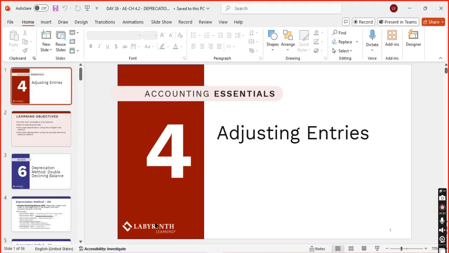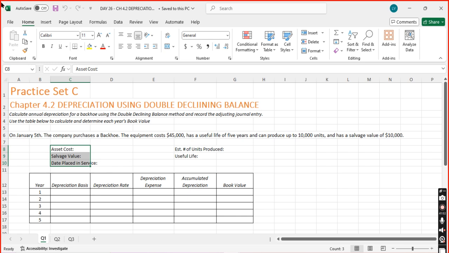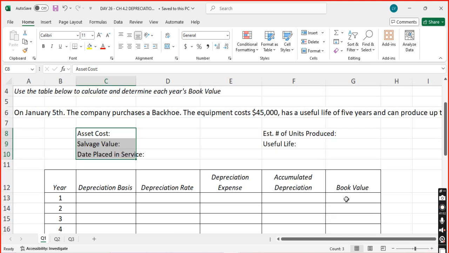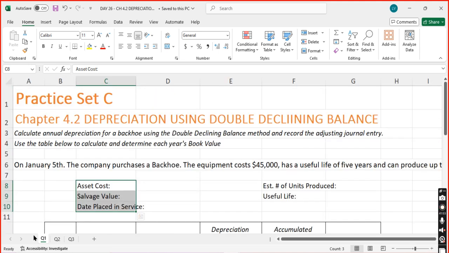Okay. So again, that was double declining. All right, so we're going to go ahead and do the chapter exercises. Let's take a look at the first question here. Again, we're going to calculate the annual depreciation for a backhoe using the double declining balance method and record the adjustment entry.